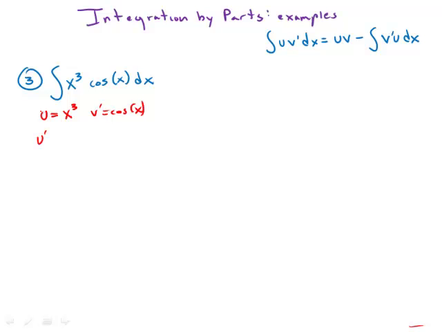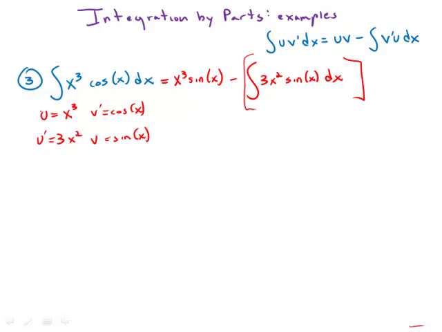And so u prime equals 3x squared, and v equals sine x. And so this integral will equal u times v, which is x cubed times sine x, minus the integral of u prime, which is 3x squared, times v, which is sine x dx. Well, now we get a second integral here, where we have to use integration by parts.